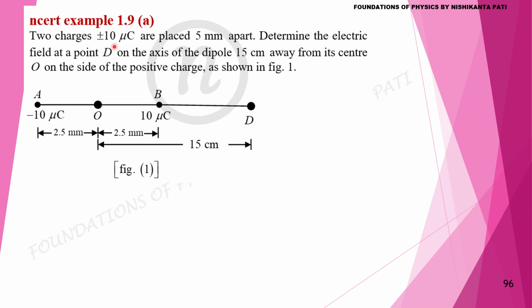Two charges plus minus 10 microcoulomb are placed 5 mm apart. Determine the electric field at a point D on the axis of the dipole 15 cm away from its center O on the side of the positive charge as shown in figure. This is 10 microcoulomb. This is minus 10 microcoulomb. This is the center between the two charges. We have to find the electric field at D. This is the point on the axial line, or we can call this the end-on point.